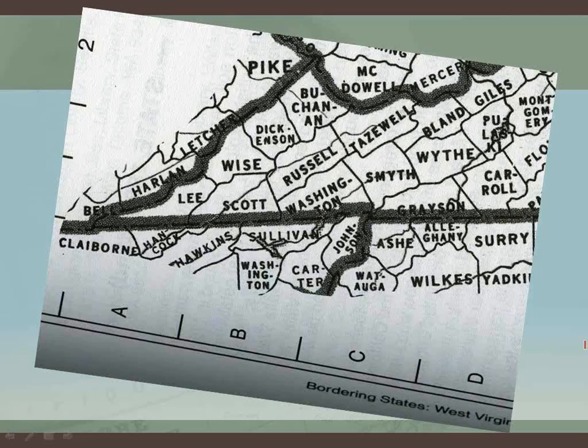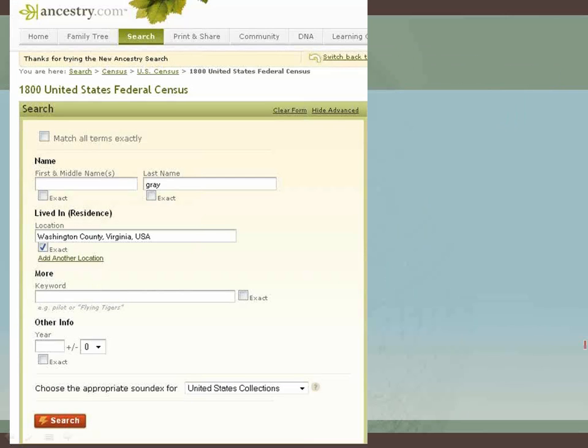You have Ashe County, North Carolina, and you have Johnson and Carter County, Tennessee, where there's a lot of iron forge activity in the late 1700s. So we're looking at these areas. Now I want to go into Ancestry.com or some other tool that will give you an idea of what is the distribution of the last name Gray in that county where they got married. This is one of the ways you can go in and find out who's there.